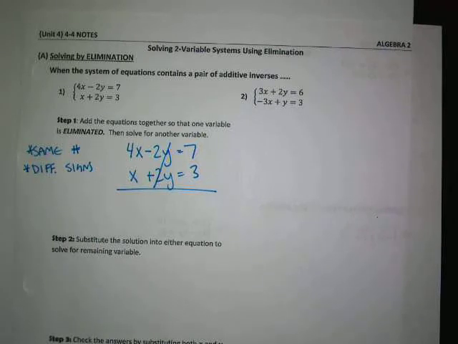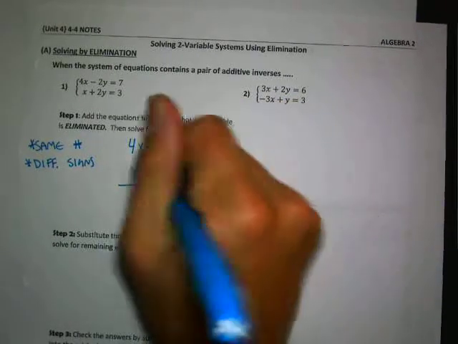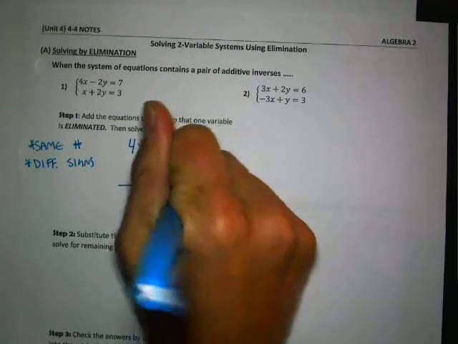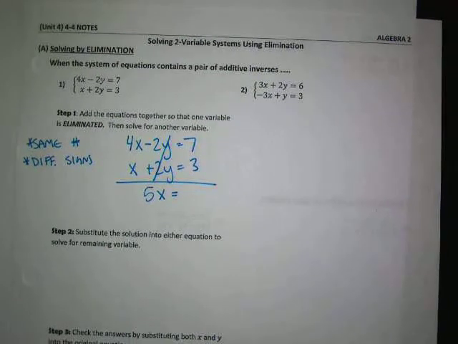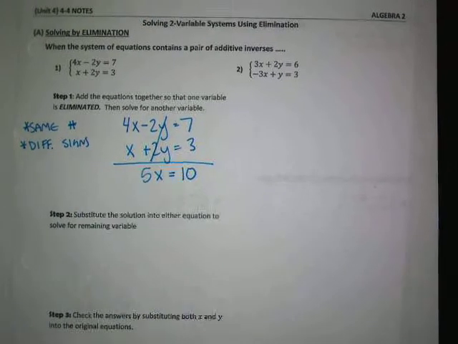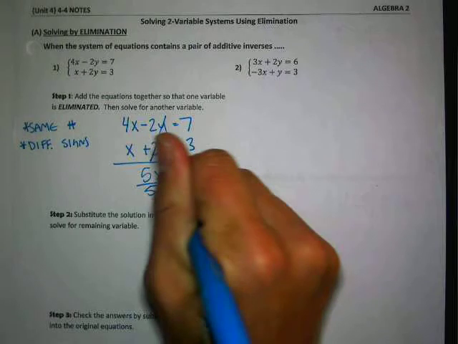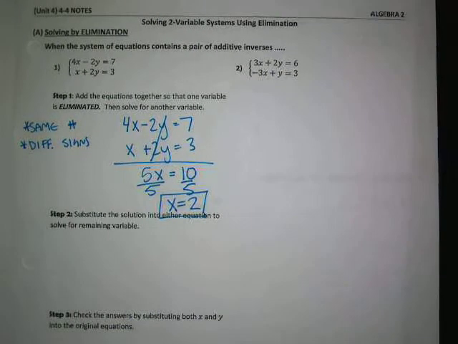All right, so we're going to add up the rest of our like terms. 4x plus x is 5x. Bring down your equal sign. And 7 plus 3. And so then how do I solve for x? Divide by 5. So x equals 2.